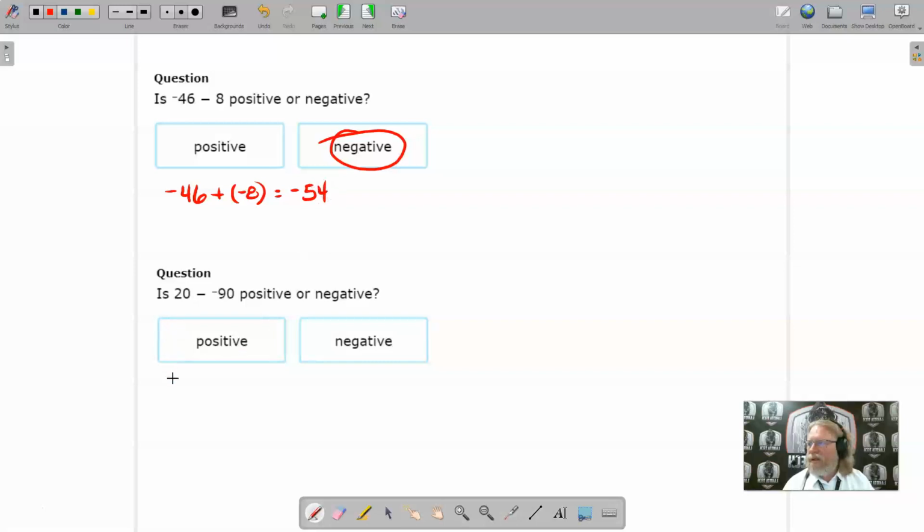Next question, we have 20 minus -90. Let's change the subtraction to addition. The opposite of the following number, which is -90, is +90. They're both positive, so the answer will be positive. In this case, that's going to be 110.